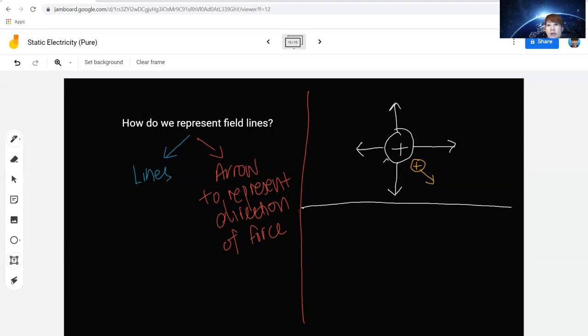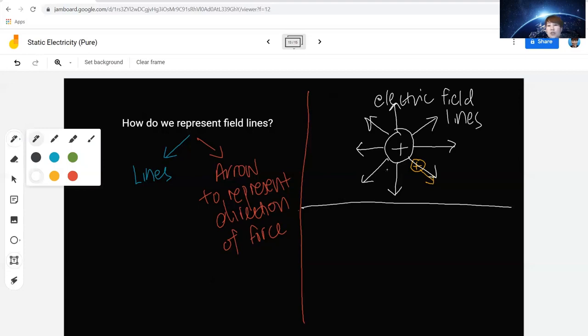And it will be in all directions. That means no matter how the positive test charge comes near it, it is always a repulsion. So these are known as electric field lines. So your electric field lines tell you how a positive test charge would move if placed near it.